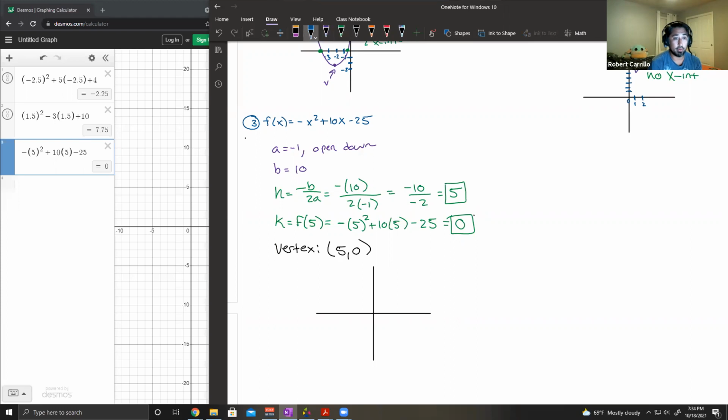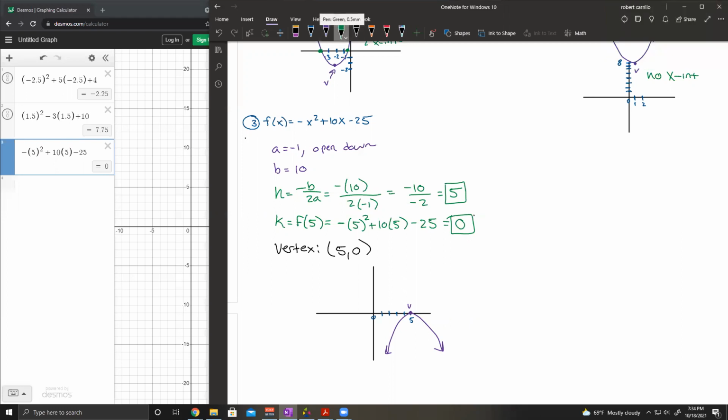So I'm only at 5, 0. So that's right on the x-axis. So I'm going to go out 0, 1, 2, 3, 4, 5. And right at 5, 0 is my vertex. And since our parabola opens down from the vertex, I go down to the left, down to the right. And since it's right on the x-axis, how many x-intercepts do I have? 1. 1 x-intercept.